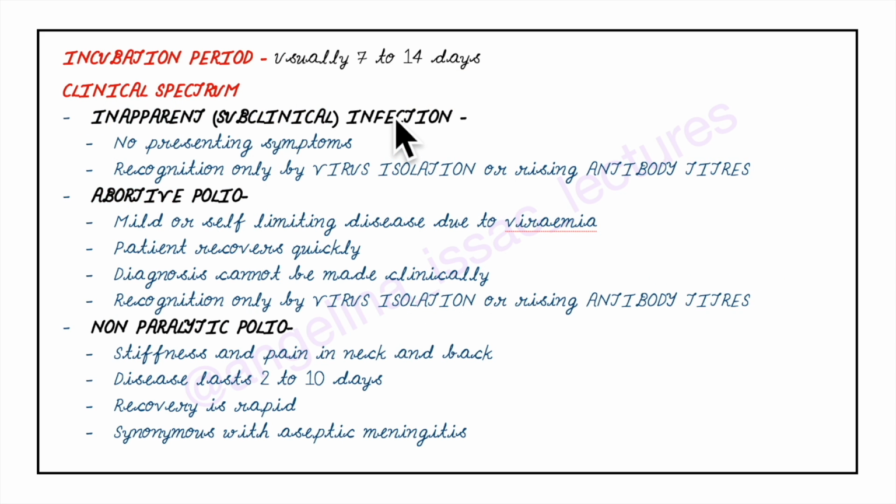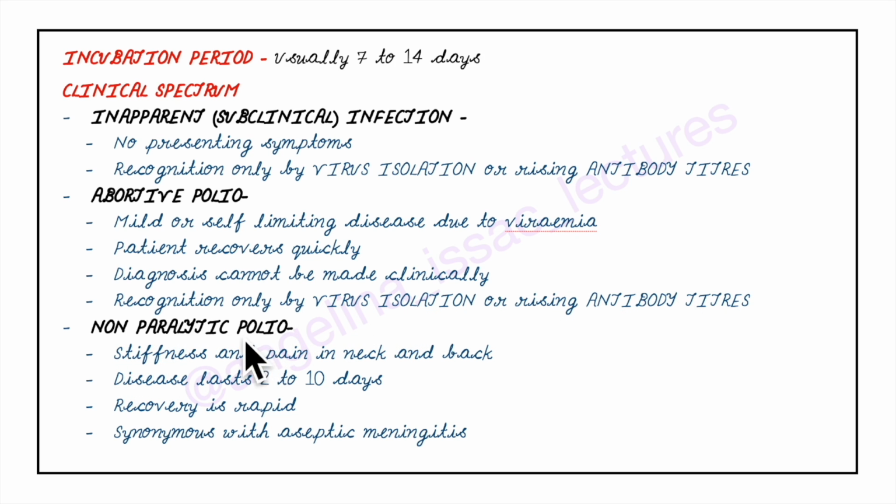Now summarizing the important points under the clinical spectrum, as well as the incubation period, which is usually 7 to 14 days. Under clinical spectrum, there is the inapparent infection, which has no presenting symptoms. The recognition is only by virus isolation or rising antibody titers. The abortive polio has mild or self-limiting disease due to viremia. The patient recovers quickly and the diagnosis cannot be made clinically. The recognition is only by virus isolation or rising antibody titers.